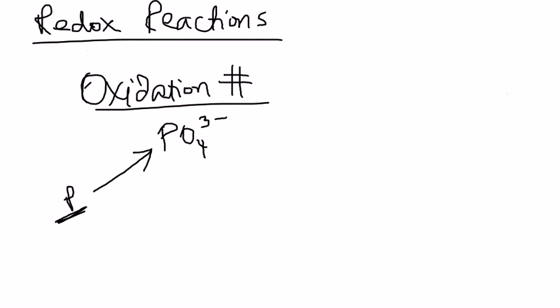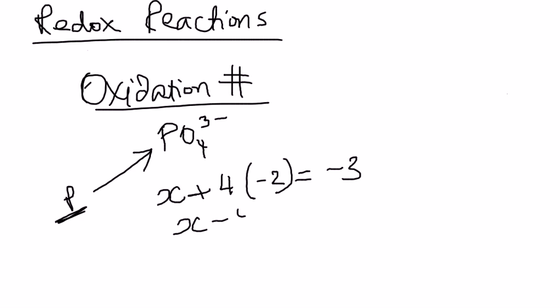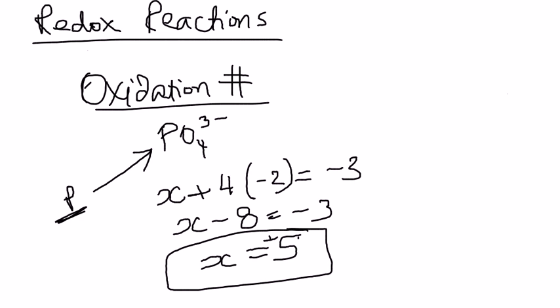Let's say that's my unknown X, and we know from class that each oxygen brings with it a negative 2 charge, and together the phosphorus and these four oxygens have a charge of negative 3. That means X minus 8 is negative 3, or if you add 8 on both sides of the equation, X is going to come out to be plus 5. So over here, the oxidation number on phosphorus is plus 5.